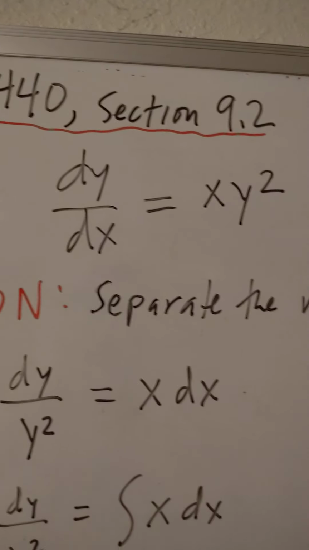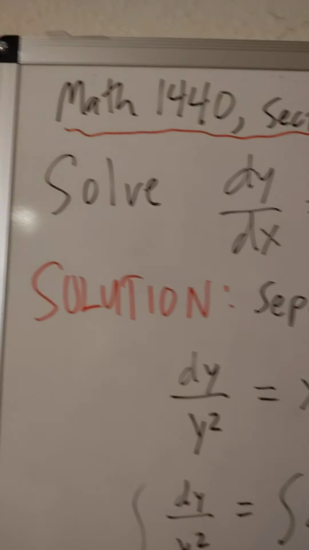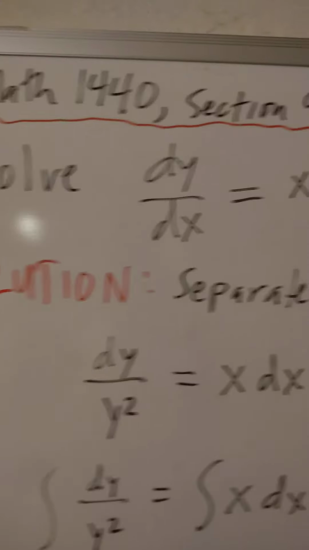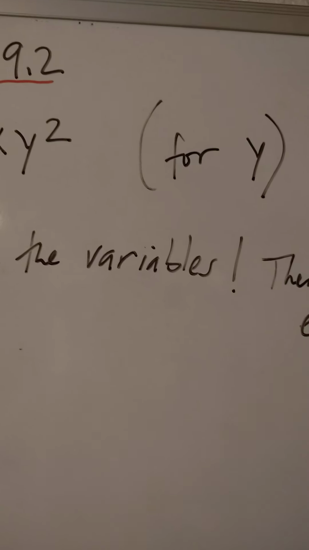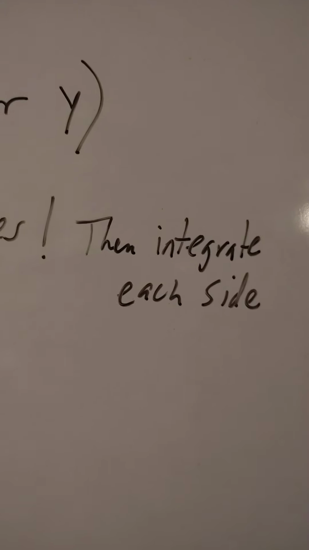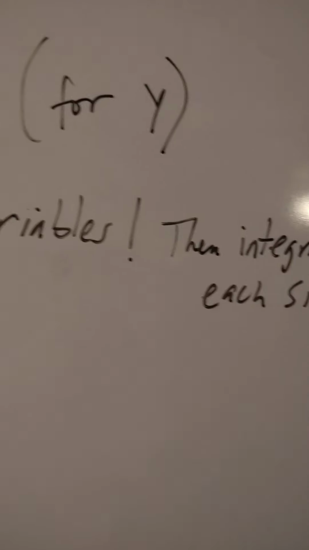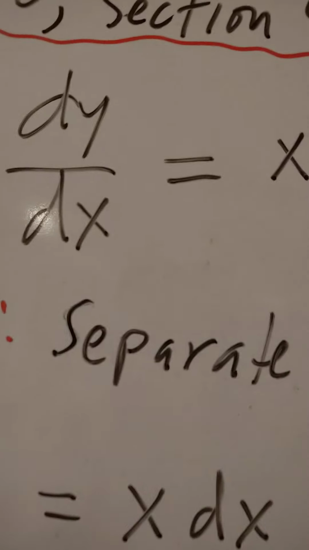Okay, so the first step for solving a differential equation like this is to separate the variables. So for our solution, let us separate the variables, and then once we do that, we're going to integrate each side so we can get y. Okay, so how are we going to separate the variables?